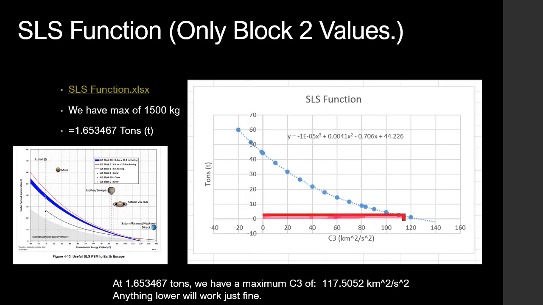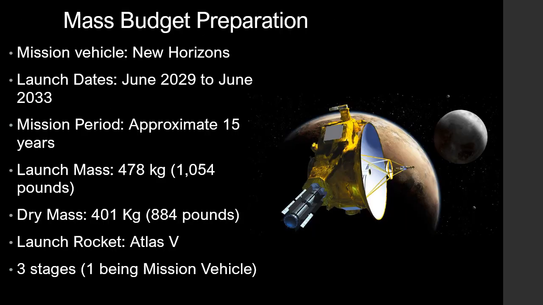Using an SLS function with only block 2 values, we've determined that we have a mass of 1,500 kilograms, which is equal to 1.65 tons. And with that, we have a maximum C3 value of 117.5 kilometers squared per second squared, and anything lower than that will also work. The mission vehicle that we've selected to complete this project is the New Horizons spacecraft, which was originally launched in 2006 and reached Pluto in 2015. Because of that, we know that the spacecraft is also capable of reaching our goal, which is nearby to Neptune.